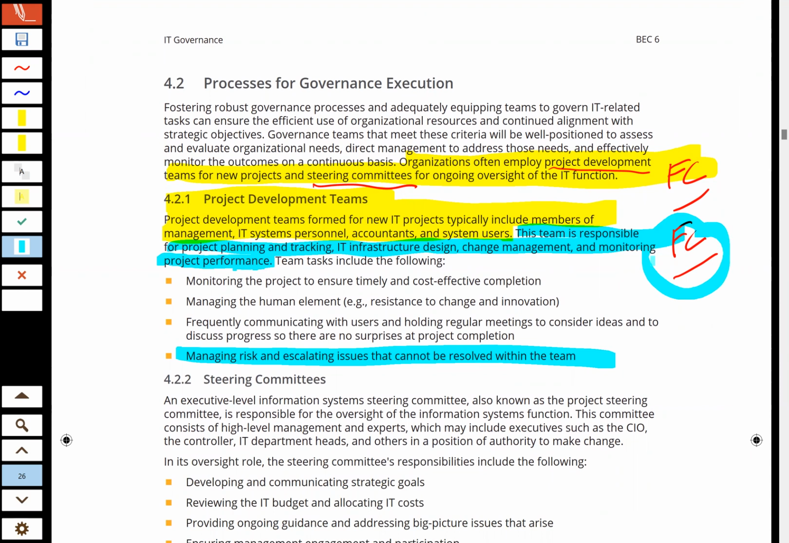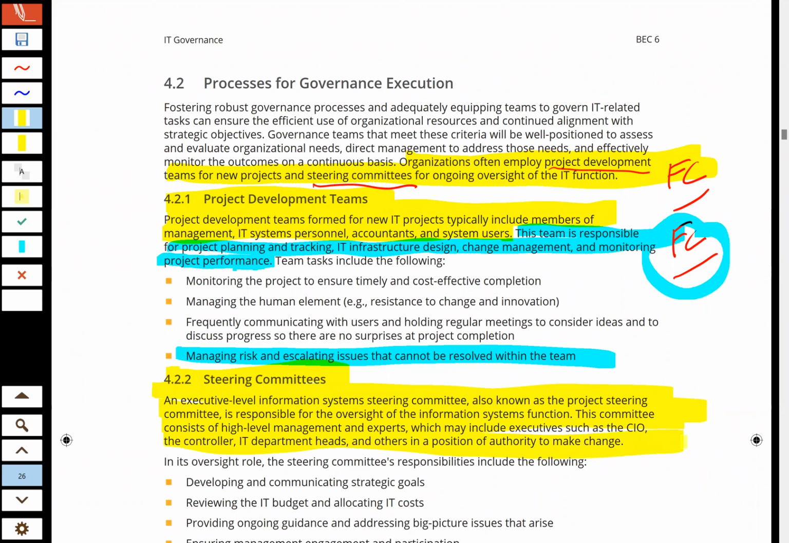Okay, now we understand the project team, but we also have the steering committee. The steering committee is an executive level information system committee, also known as the project steering committee, responsible for oversight of the information system function. This committee consists of high level management and experts, and includes some of those individuals that are involved with that.